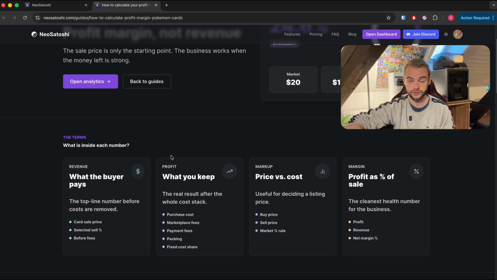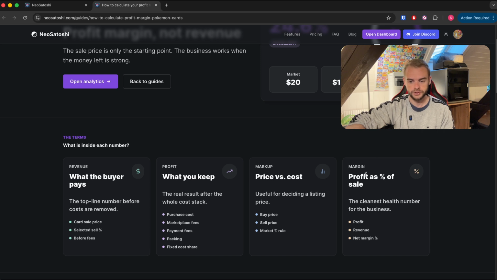Then the profit is what you really keep. So you need to subtract some of the costs from it. For example, the purchase cost from the card you bought. Then also the marketplace fees, depends on which marketplaces you sell. The payment fee for your provider, and also the packing costs, envelope and such stuff. And then you also end up with your profit margin then.